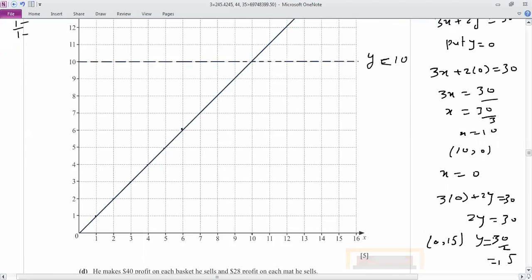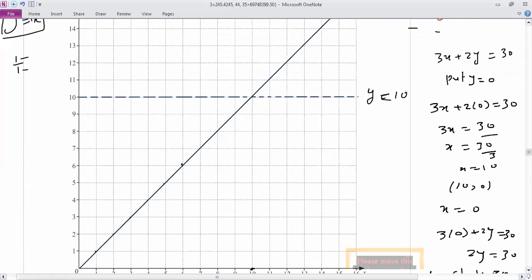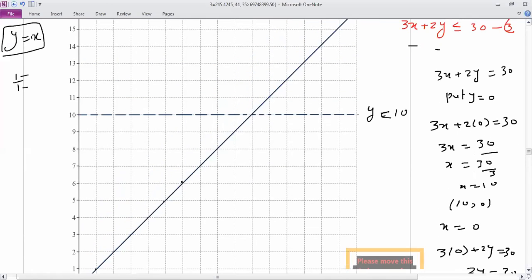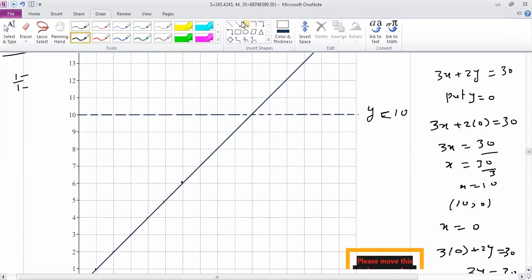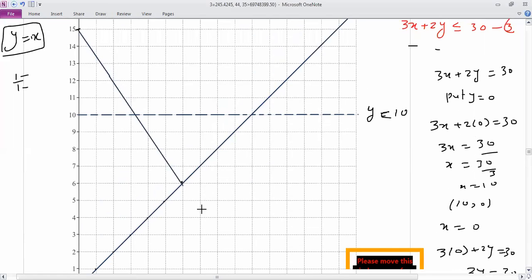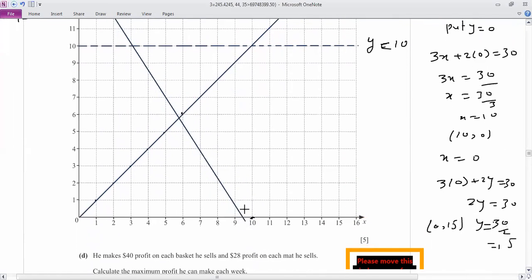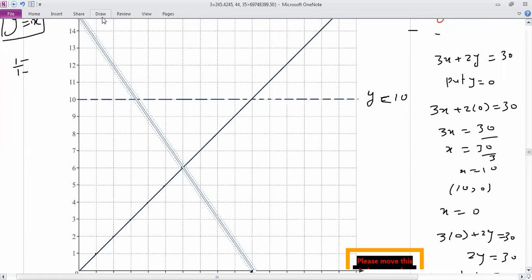Okay, where is the point (10, 0)? This is the point (10, 0). Where is (0, 15)? (0, 15) is here. This one is (0, 15). And I will join them to draw, and make sure inequality is less equal, so it will be solid. If it will be only less or only greater, then it should be dotted. So this is the inequality number 3 that we draw.